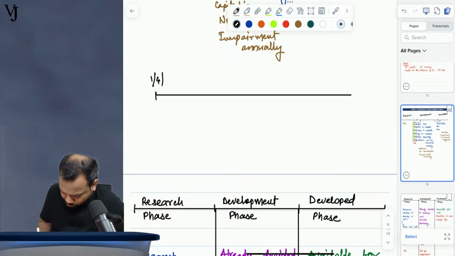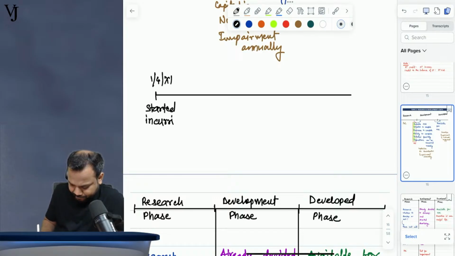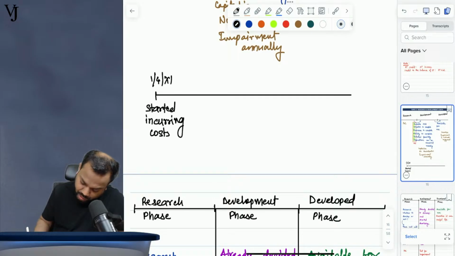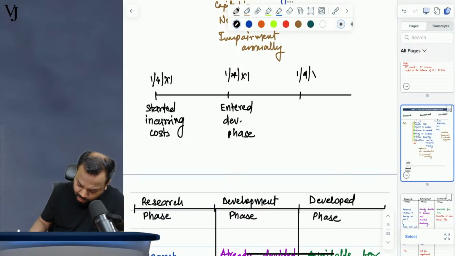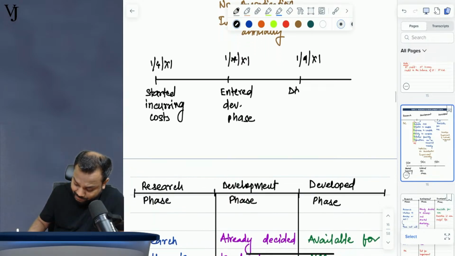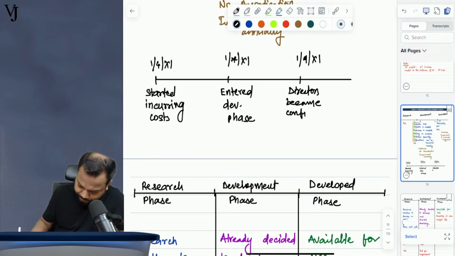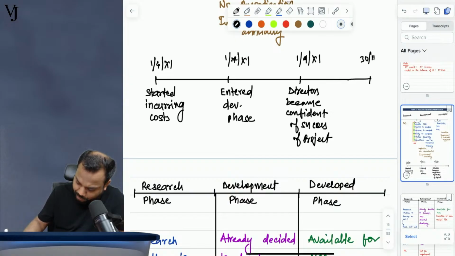On 1st April 20x1, started incurring costs. On 1st July 20x1, entered development phase. On 1st September 20x1, directors became confident of success of project, and on 30th of November project got completed.